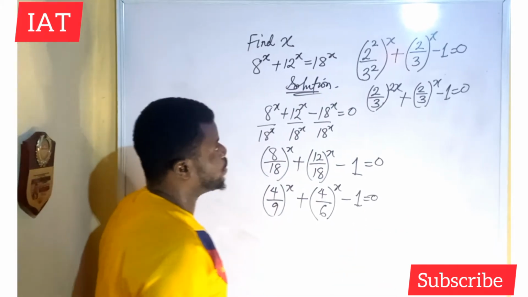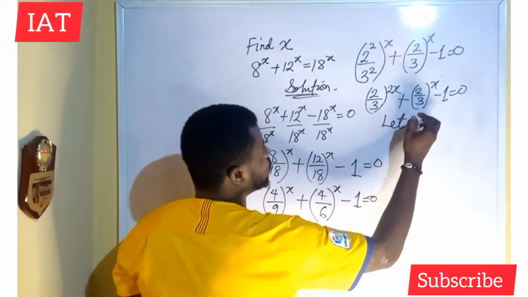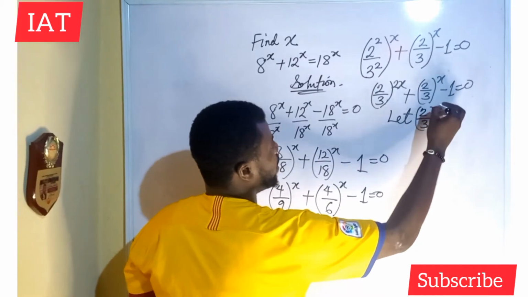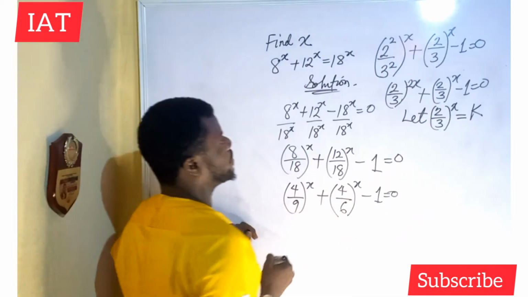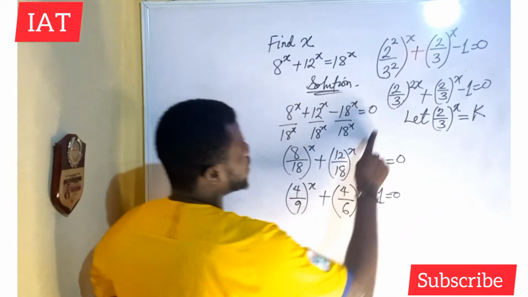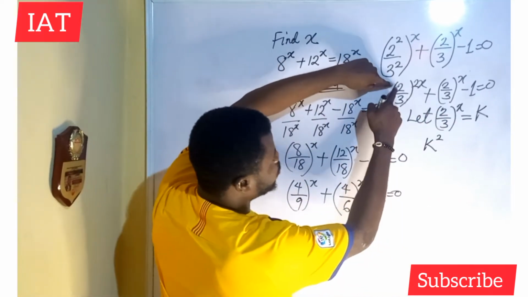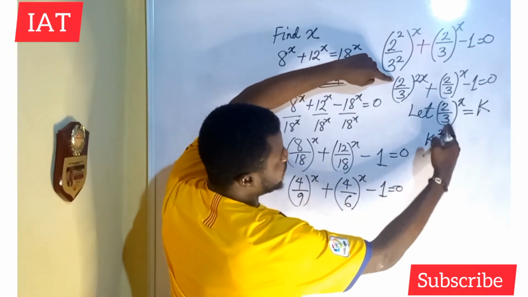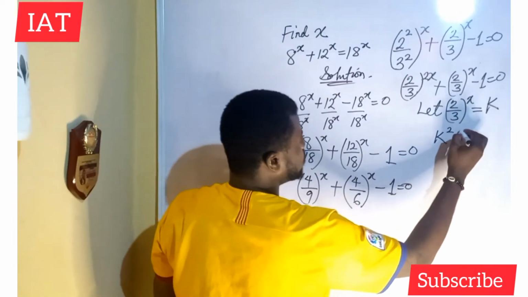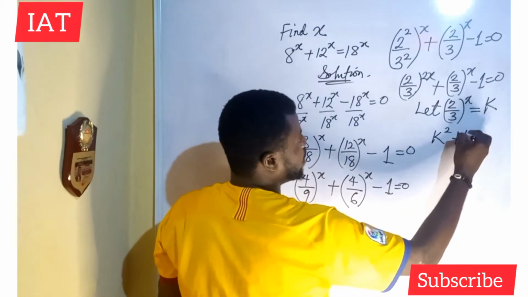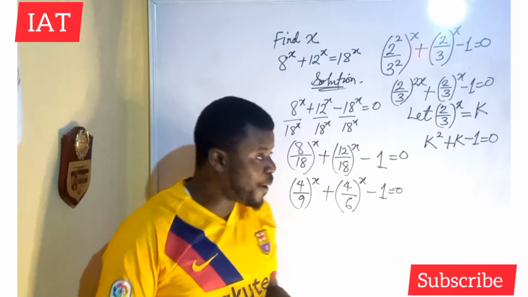Yes, the next step at this point is an assumption. We're going to make an assumption: let 2 over 3 to the power of x be equal to, what variable can we use? Let's choose k. Okay, that means at this point I will have k squared, because we have 2 over 3 to the power of x, which turns to k. What is remaining is the 2, which is the square, plus the whole of this will be k, minus 1, equal to 0. That forms a quadratic equation. Oh, that is beautiful.